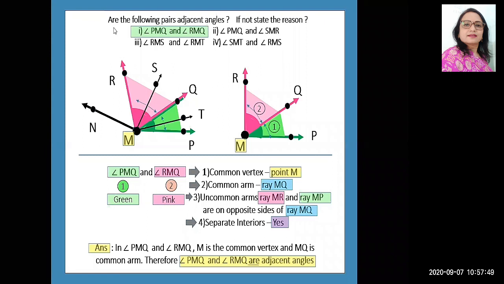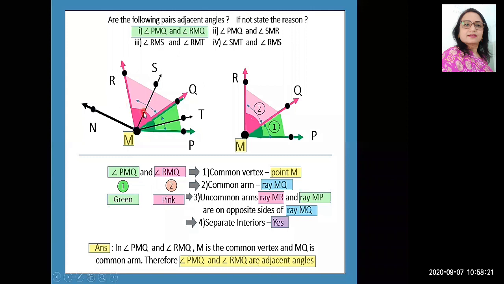Are the following pairs adjacent angles? If not, state the reason. So we have to write the reason also. The first pair of angles is angle PMQ and angle RMQ. Angle PMQ is in green color, angle number 1. Second is angle RMQ.